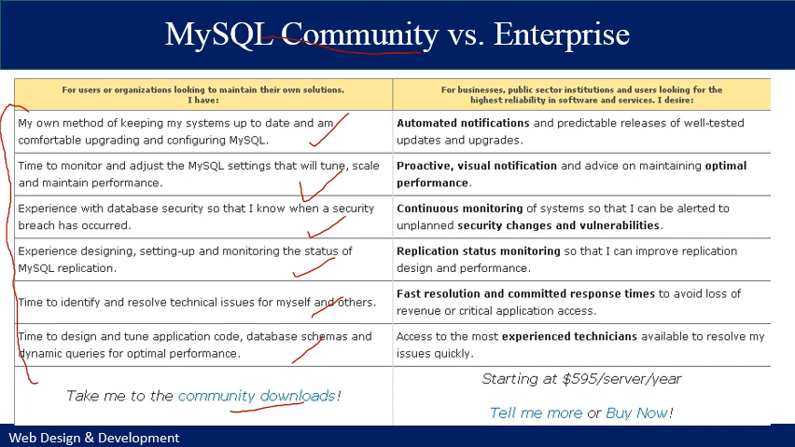The enterprise edition is mainly preferred for automated notifications, visual notifications, and in applications which need optimal performance. These are releases of well-tested upgrades and updates. So the enterprise edition provides continuous monitoring of the system so that it can alert you to security changes and vulnerabilities. It also manages the replication of your databases, with fast resolution and committed response times.